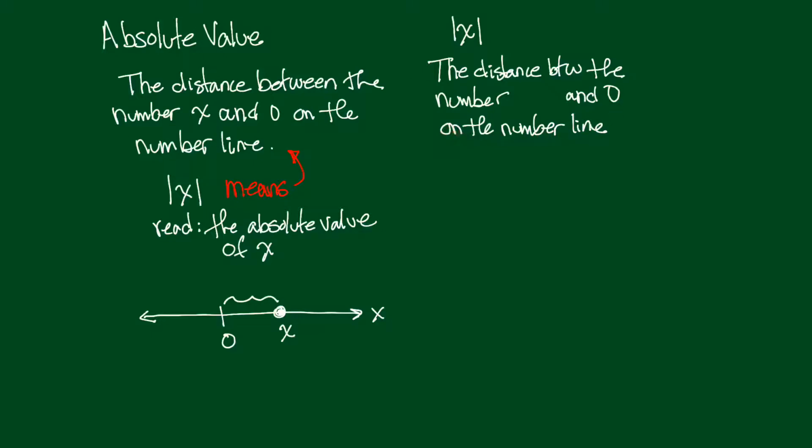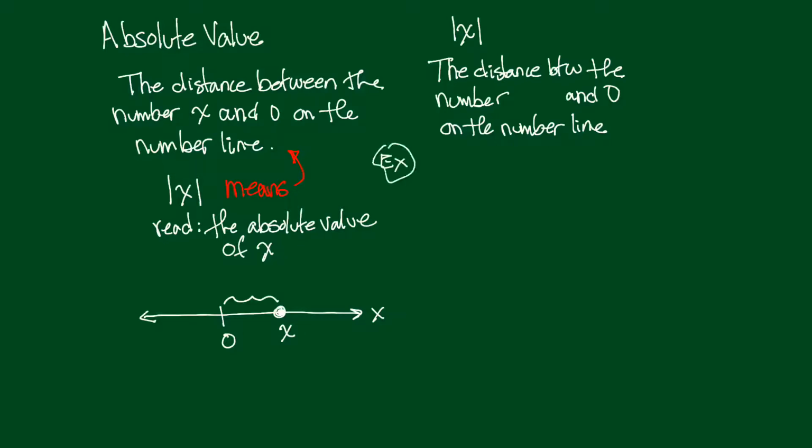When I see the absolute value of something, what's going to pop into my head is this: the distance between the number, and I'm going to leave that blank because this is like a template. Whatever number or expression I see inside, I'm going to write right here. So the distance between the number, whatever I see in here, and 0 on the number line. Now I'll show you an example.